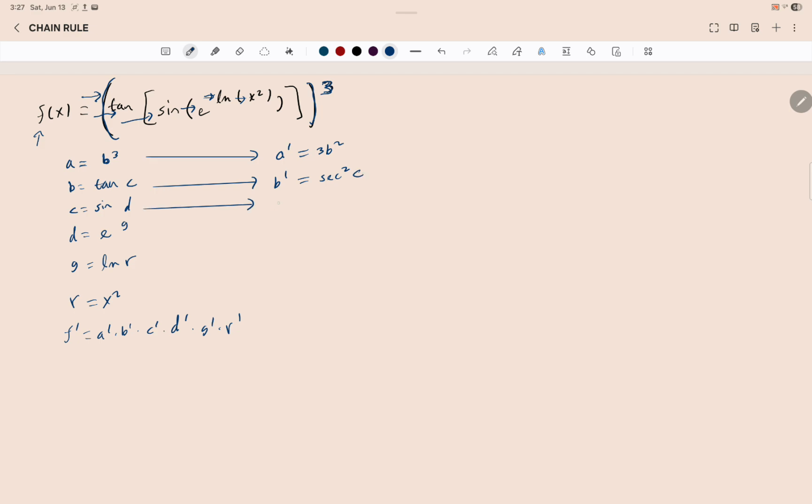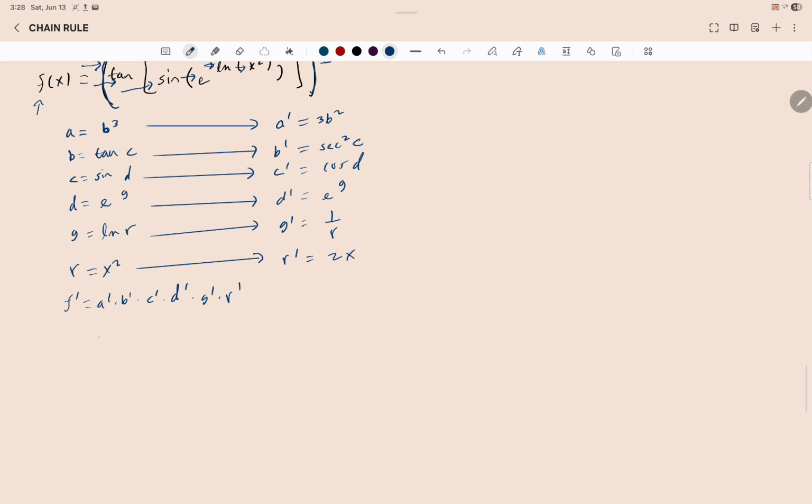What's the derivative of sine? Again, it's cosine d. Then the derivative of d, which is the exponential function e to the g, d prime is going to be e to the g. Then the derivative of the natural log, g prime, is going to be 1 over r. And the derivative of r is just going to be 2x. Cool. So now I'm just going to multiply all the derivatives together. 3b squared, and remember to write them like a diagonal.